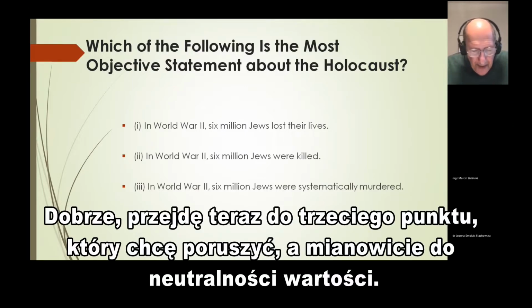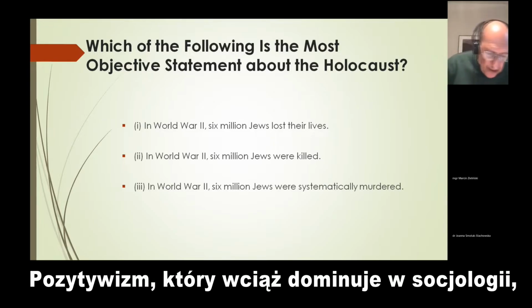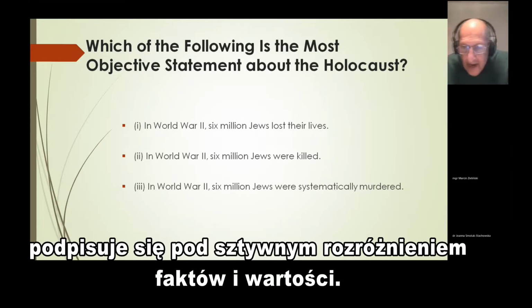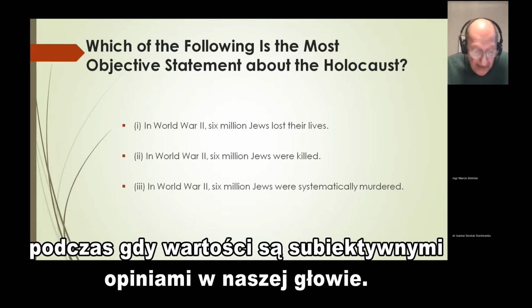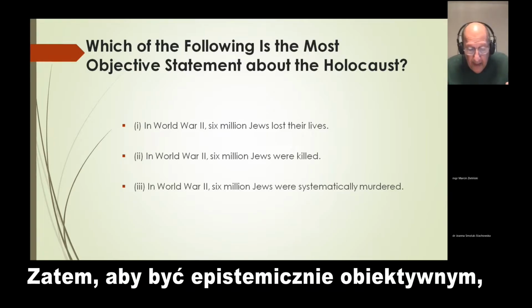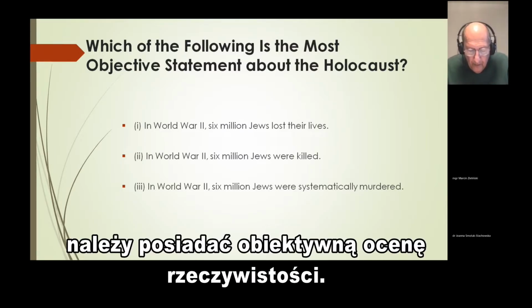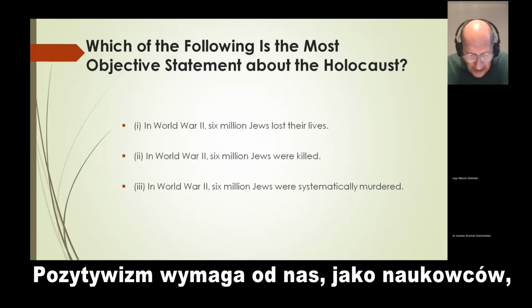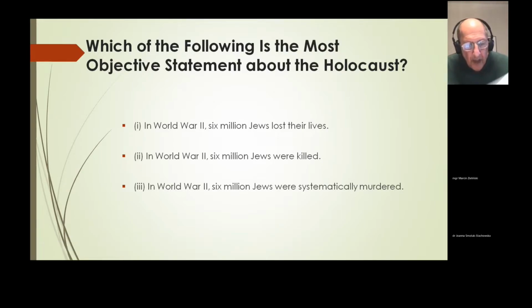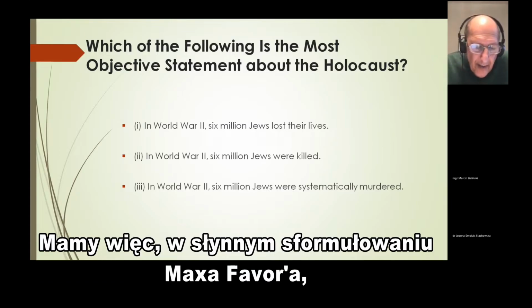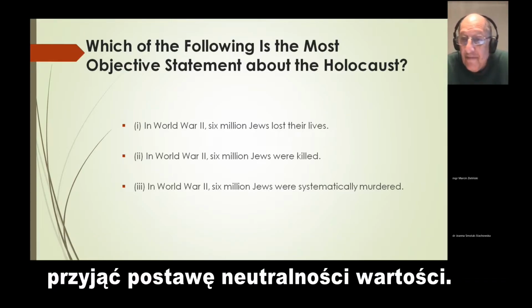Okay, let me turn now to the third point I want to make, which is about value neutrality. The positivism that still dominates sociology subscribes to a rigid fact-value distinction. According to this distinction, facts are objective properties of reality, while values are subjective opinions in our head. So to be epistemically objective, that is, to have an objective appraisal of reality, positivism requires us as scientists to describe reality without the addition of our values. So we are supposed, in Max Weber's famous formulation, to adopt a posture of value neutrality.